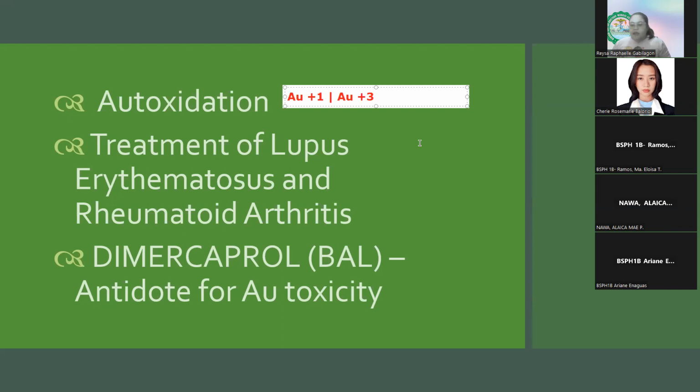Now, this one is used as a treatment for lupus erythematosus, or lupus for short. This is the sickness of former President Ferdinand Marcos, the father. Kris Aquino, I think, also has lupus, though I think she has many autoimmune diseases. Lupus erythematosus and rheumatoid arthritis are both autoimmune diseases.